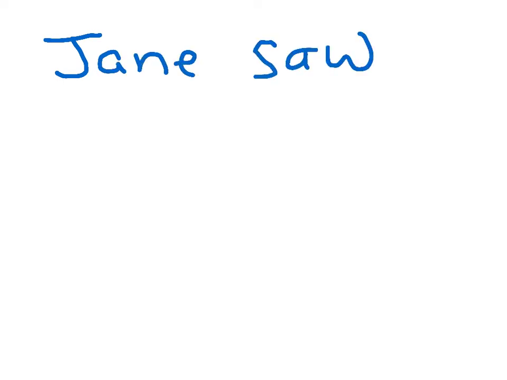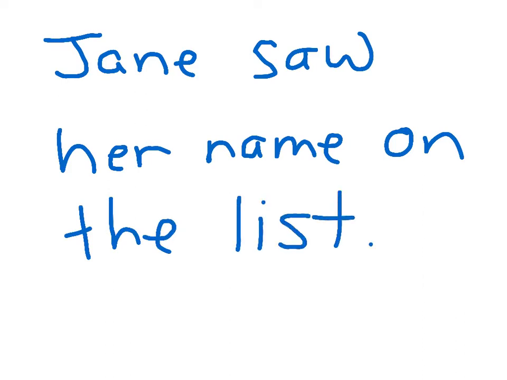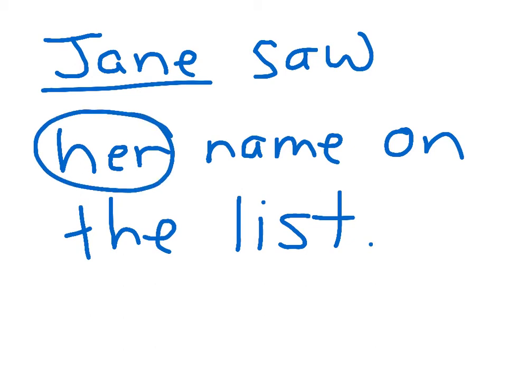Another thing to keep in mind is that the pronoun has to agree with the gender of the pronoun antecedent. So this can be a little tricky if you're not familiar with English names that might appear in grammar. But if you had a sentence like, Jane saw her name on the list, then Jane, we know this is a girl, so the pronoun could not be he or it, it has to be her. Jane saw her name on the list.